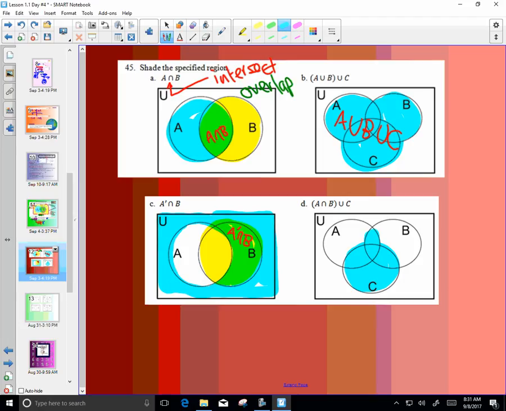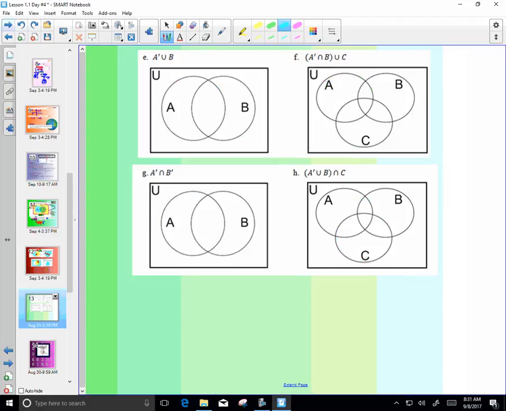Any questions on that? All right, I'm going to have you do simple. If you're a gentleman, you do E and G. If you're a lady, do F and H. So guys do E and G, gals do F and H.